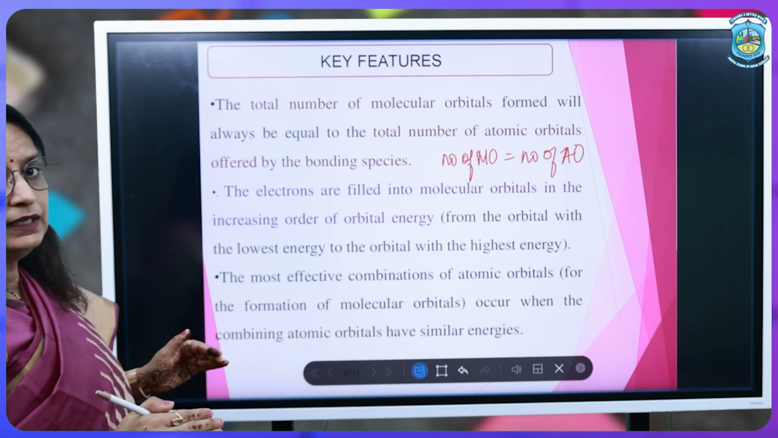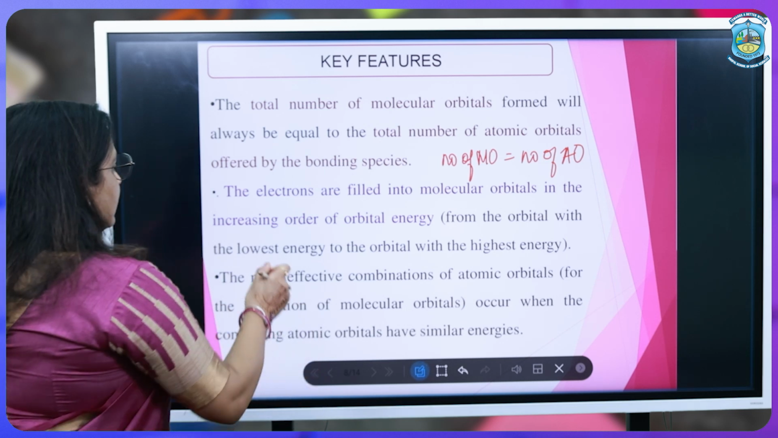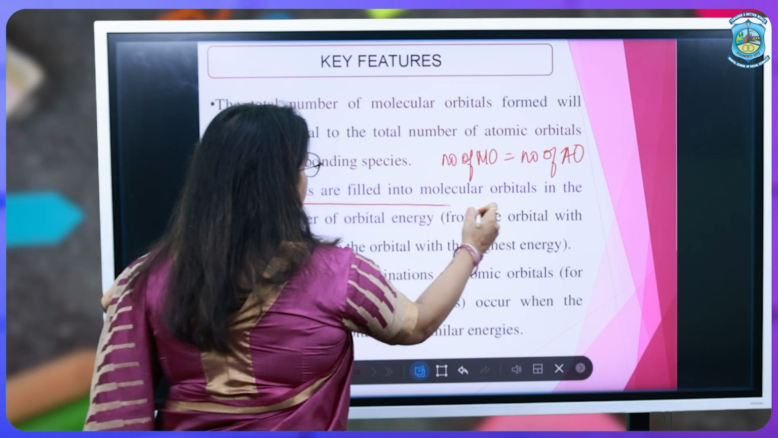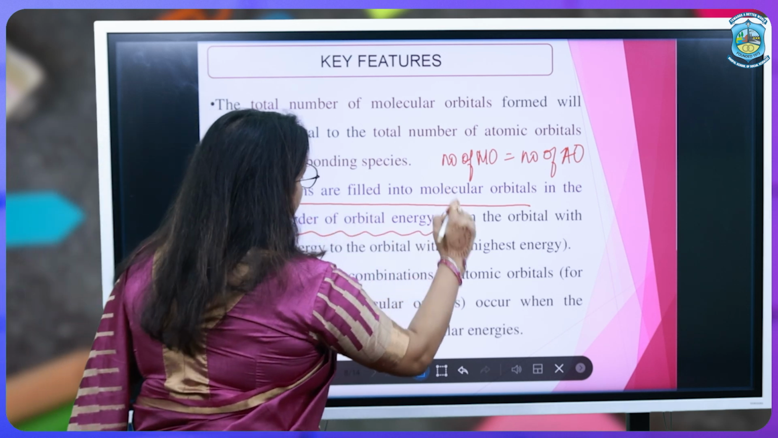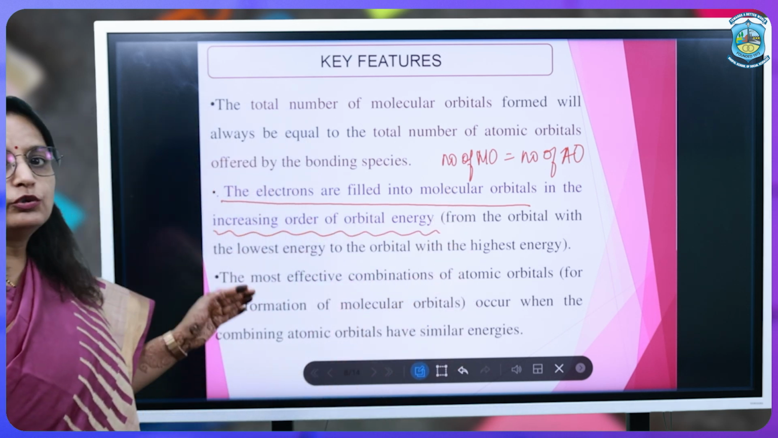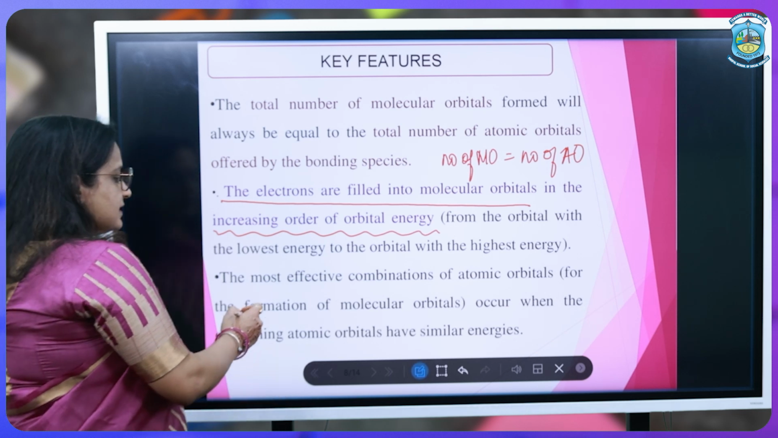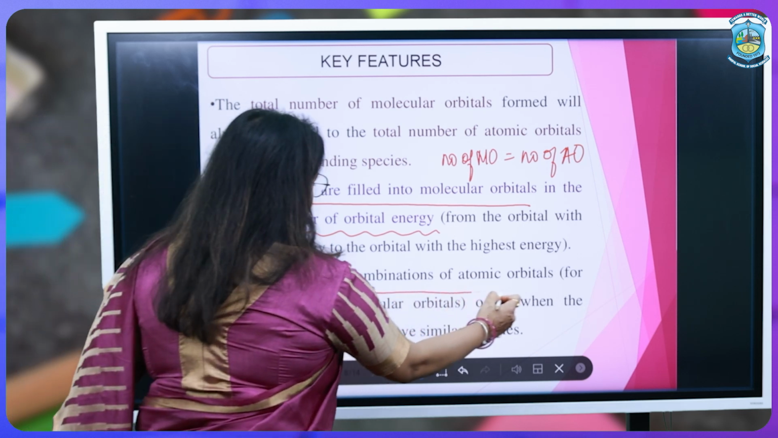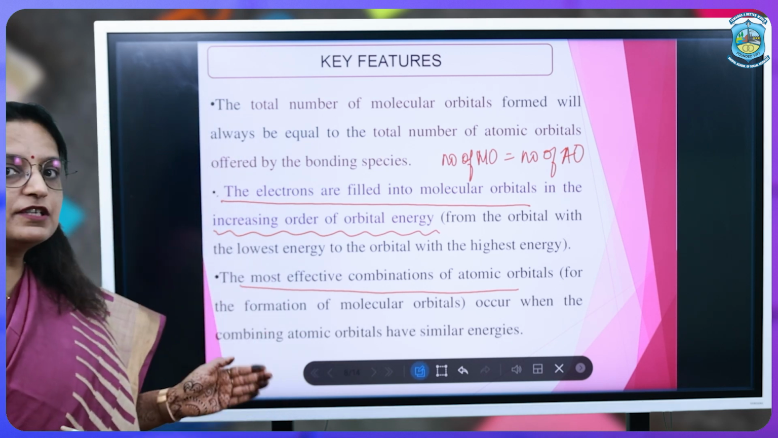Normally we have to fill electrons in molecular orbitals. As you can see, the electrons are filled into the molecular orbitals in the increasing order of orbital energy. I'll show you what is the increasing order. And the third point to remember is that the most effective combination of atomic orbitals occurs when they have similar energy.